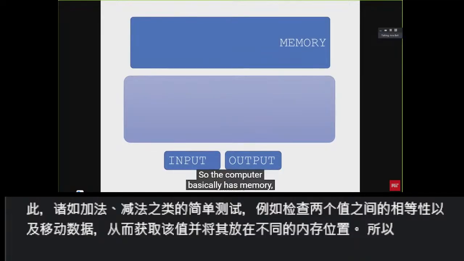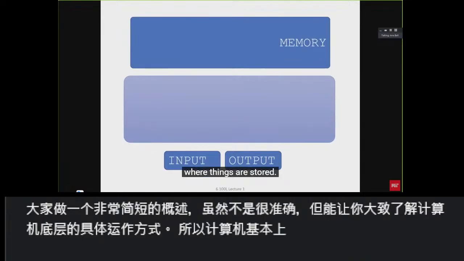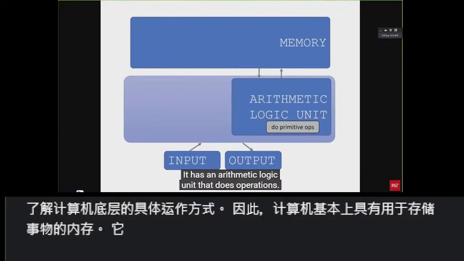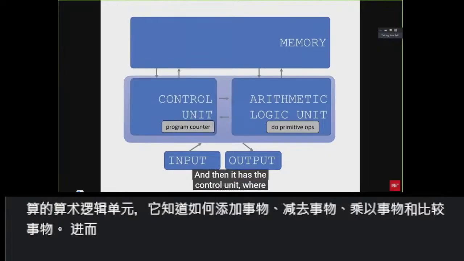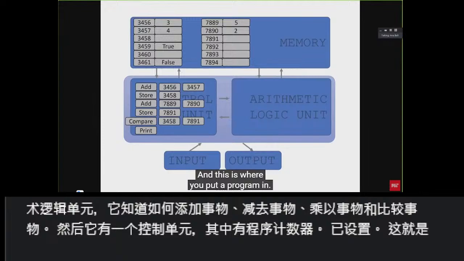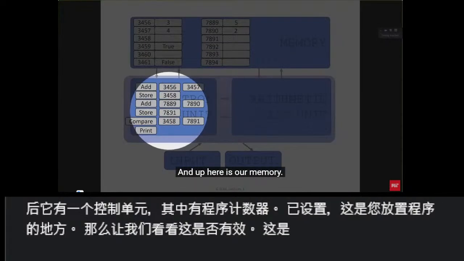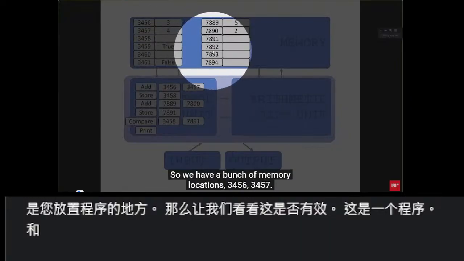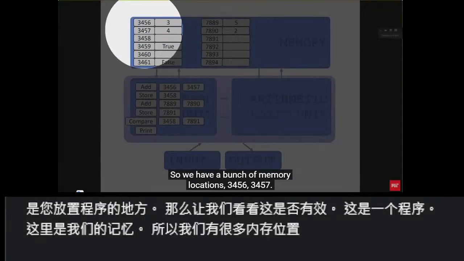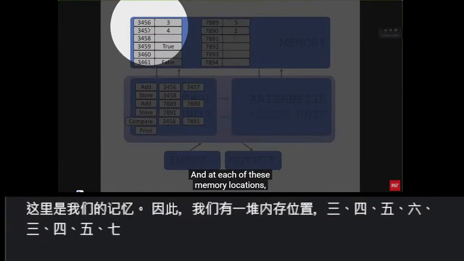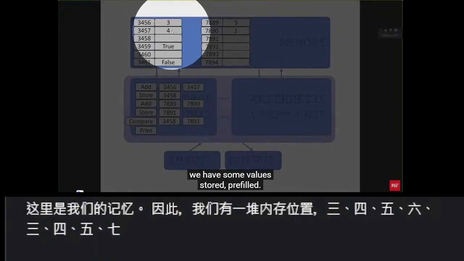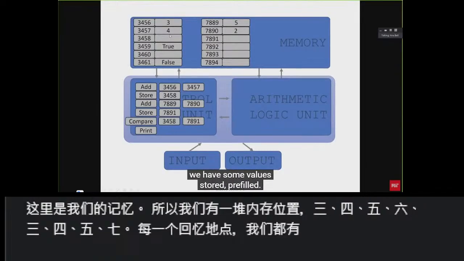So the computer basically has memory where things are stored. It has an arithmetic logic unit that does operations. It knows how to add things, subtract things, multiply things, compare things. And then it has the control unit where this program counter is set. And this is where you put a program in. So let's see if this works. This is a program. And up here is our memory. So we have a bunch of memory locations, 3456, 3457, and at each of these memory locations, we have some values stored, pre-filled.